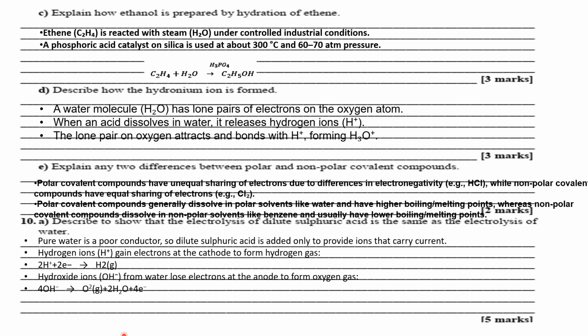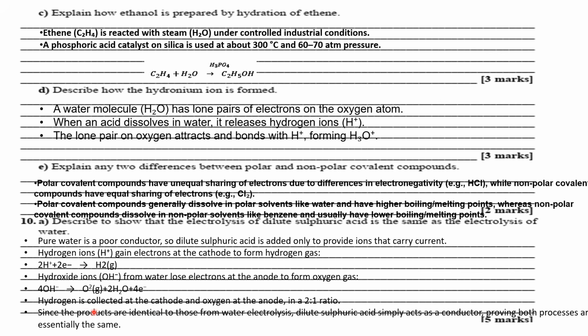All right. Then the OH is going to lose electrons to form oxygen and water. So hydrogen is collected at the cathode and oxygen at the anode in the ratio of 2 to 1. As a result, since the products are identical to those from water electrolysis, which is oxygen and hydrogen gas, we have oxygen here and hydrogen gas, then this simply means that we are basically electrolyzing water.